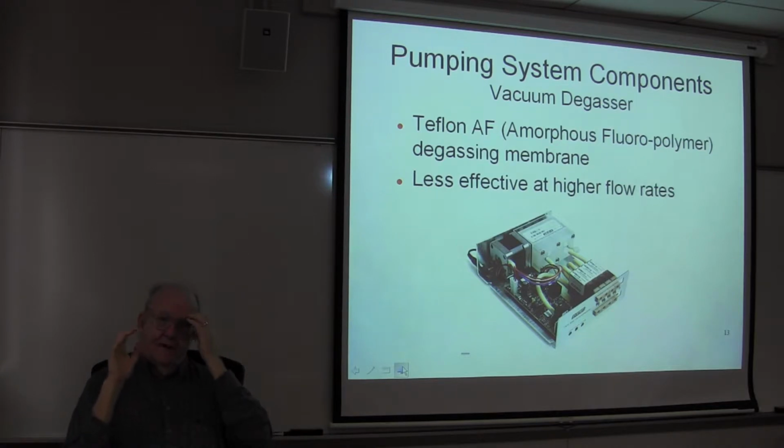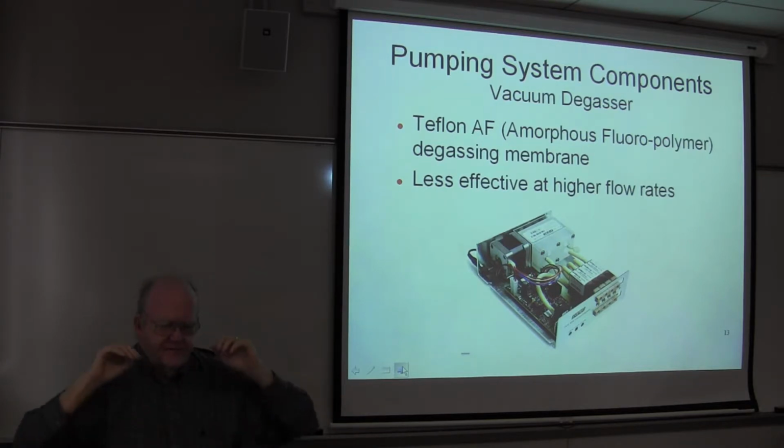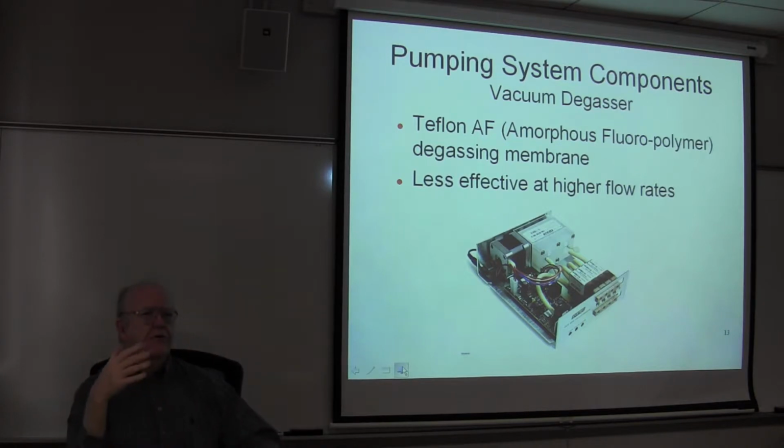But the predominant method, and it's probably 90% if not more of what's done today, is what's called an on-line vacuum degasser. So your fluids, let's say again water and methanol, go through a special tubing, usually a polymer, a Teflon. Teflon AF is one of the most popular. Gases can come right through that membrane. They diffuse through it very, very rapidly. It's a well-known property of perfluorinated membranes.